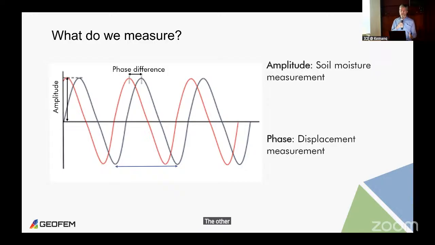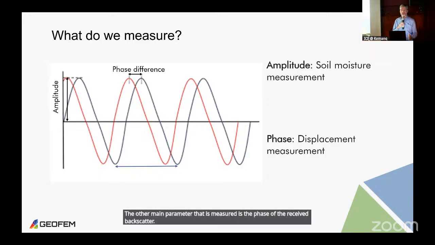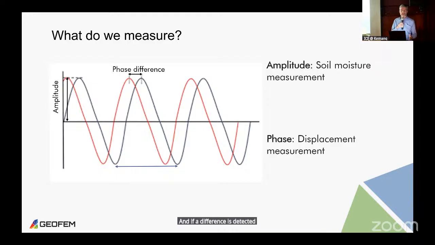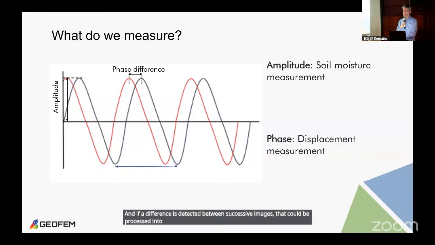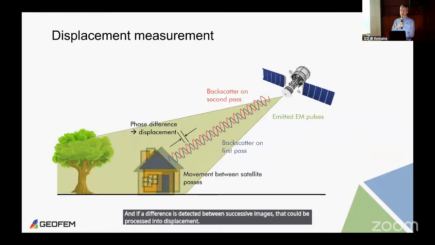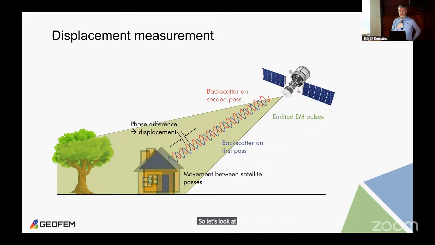The other main parameter that is measured is the phase of the received backscatter. And if a difference is detected between successive images, that can be processed into displacement. So let's look at the displacement measurement in more detail.